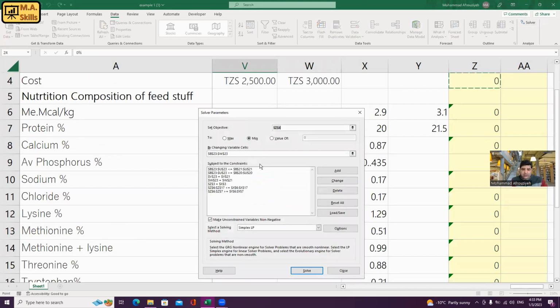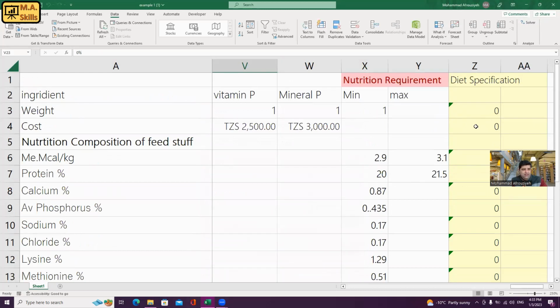So here he is trying to do that. And he has done for V23, it means that for vitamin premix, and for W23, which is the inclusion rate cell for mineral premix. So far, so good. Z3 should be equal to X3. So Z3, if you just look at the Z3, it's the dietary weight. So he's trying to put it equal to 1, which is true.